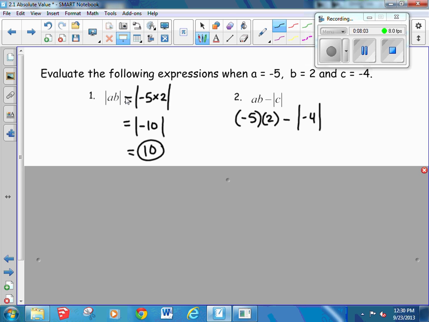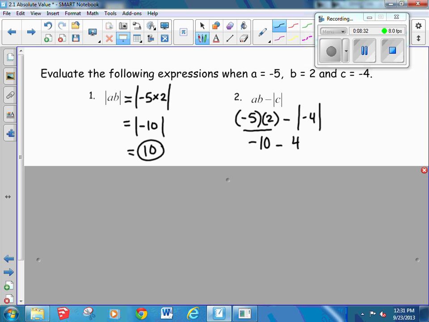So, order of operations. What should I do first in this problem here? Sarah? Multiply -5 times 2. Good, and you get? -10. Good, so we have -10 minus the absolute value of -4. What is the absolute value of -4? Jack? 4. So this problem becomes -10 minus 4.